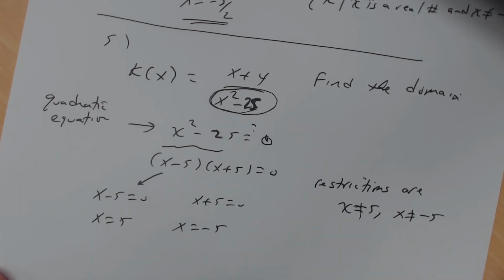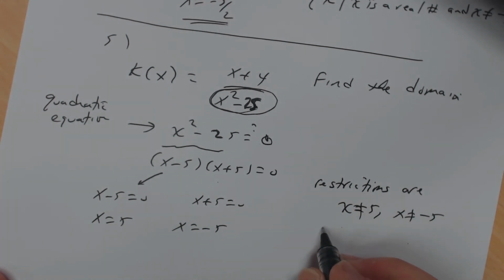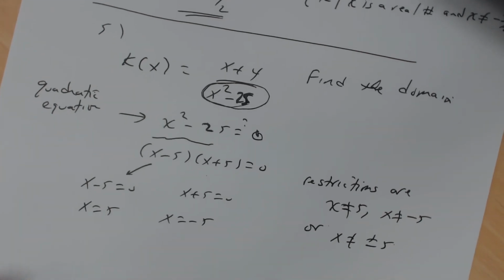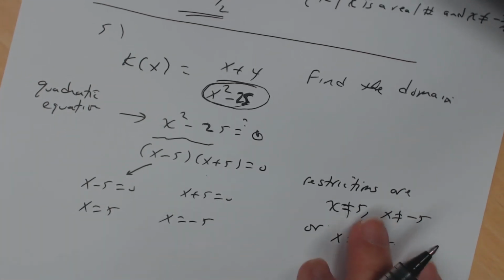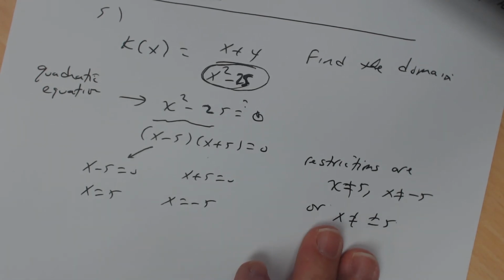If you want to, see those are opposites of each other, you can also say this: x cannot equal plus or minus 5. So something like that means a positive 5 or a negative 5. All right, so you can write it more compactly like this. Those are restrictions. That's what x cannot be. So x can be anything else except these two numbers.